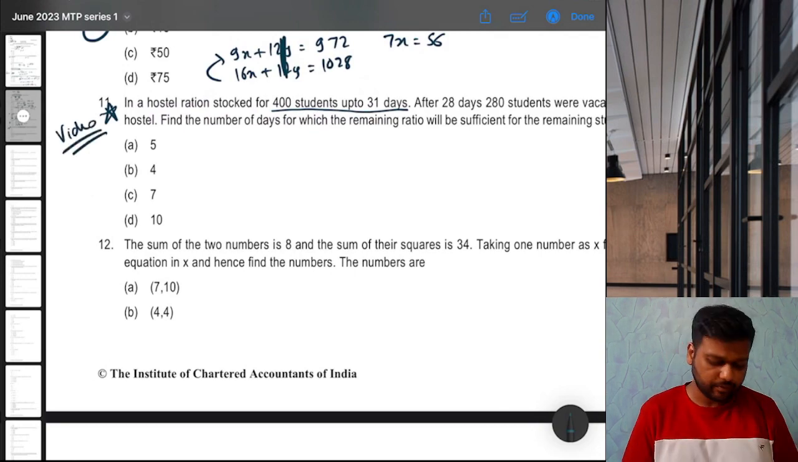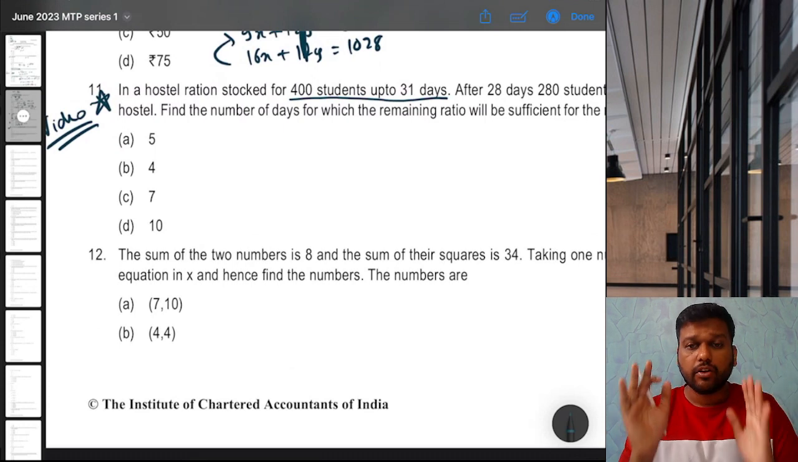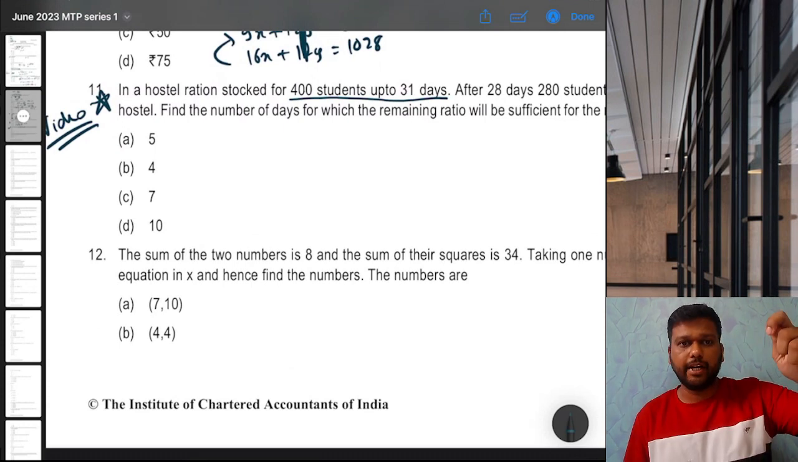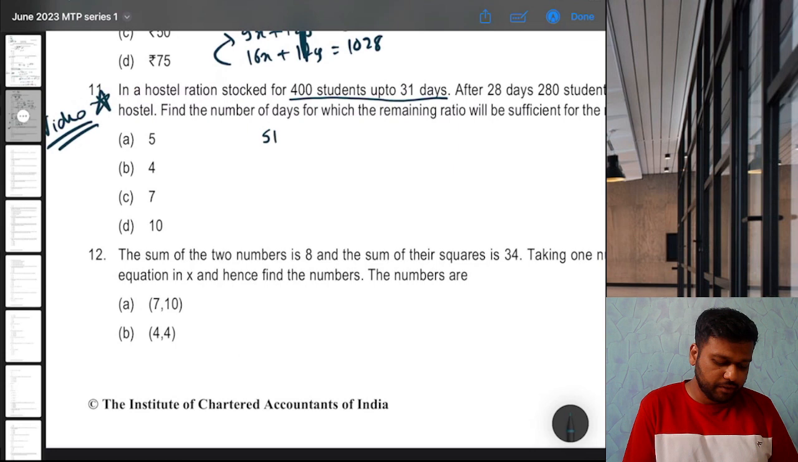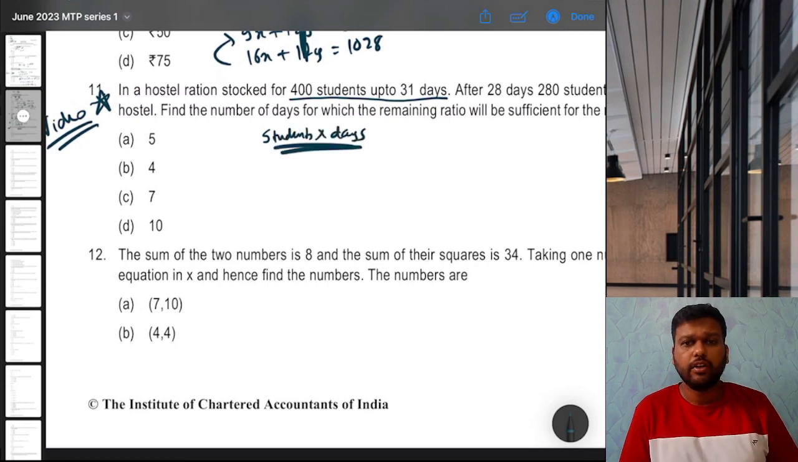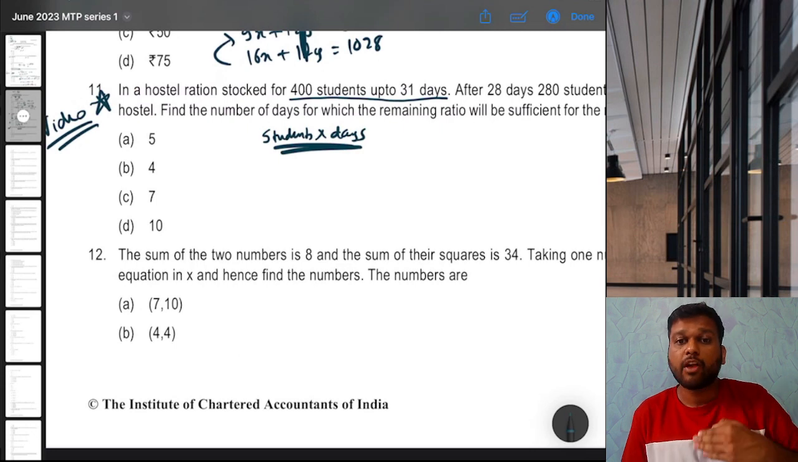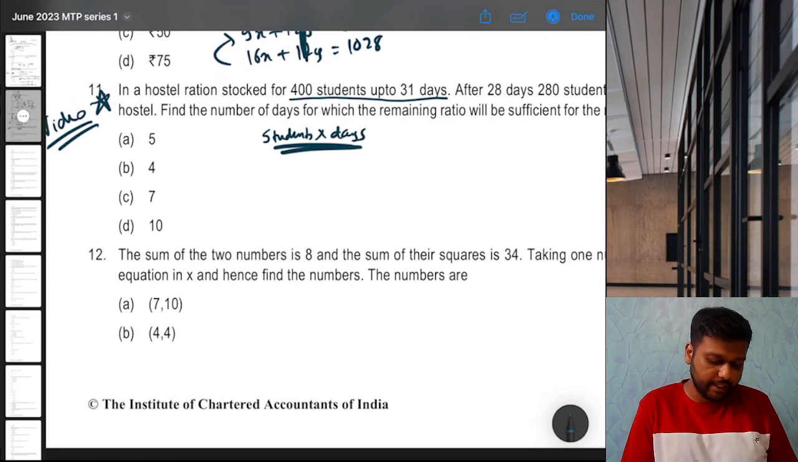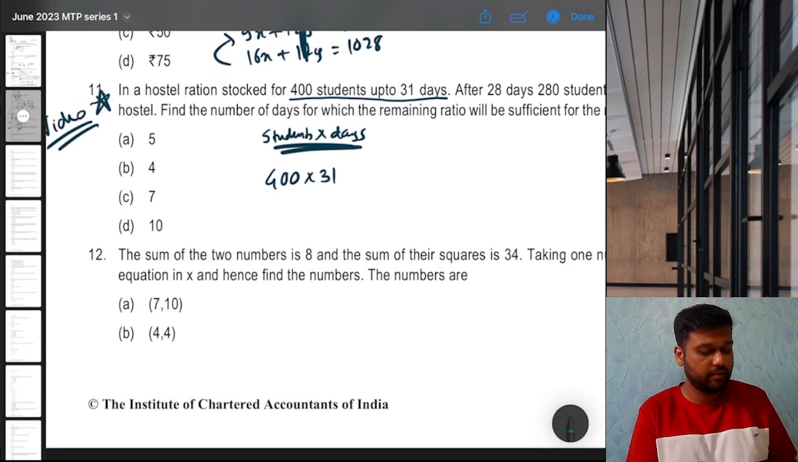Okay, fine. So understand, for such things you should always calculate the quantity in terms of students into days. Students into days. Okay. So you have how much ration right now? 400 students for 31 days. So can I say 400 into 31? 400 into 31 is how much?